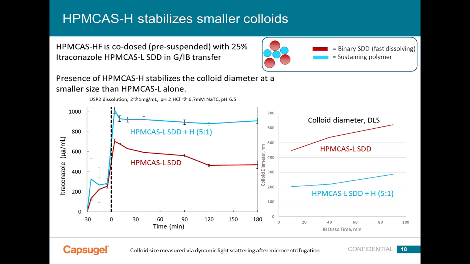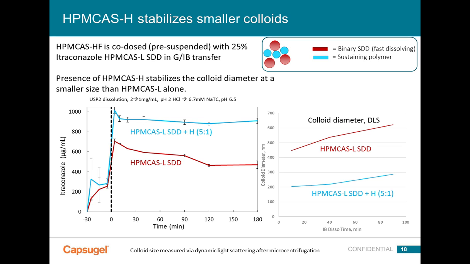Here we're using an example of the first architecture where a sustaining HPMCAS-H particle is blended with a fast-dissolving SDD made of Itraconazole and HPMCAS-L. In this dissolution test, we performed a gastric to intestinal transfer test, which begins with 30 minutes of gastric exposure in pH 2 media. That's followed by a 1-to-1 dilution to pH 6.5 with a 6.7 millimolar sodium taurocholate simulated intestinal media. And it's clear from this dissolution test that the presence of this sustaining polymer significantly helps to maintain a higher concentration for the dissolution test.